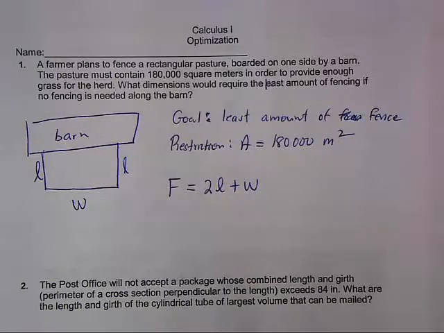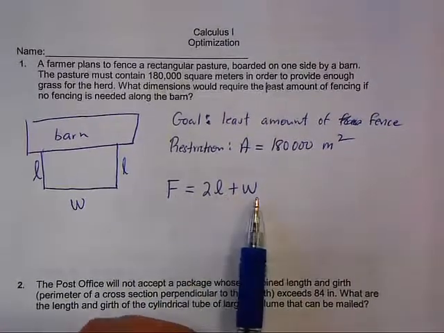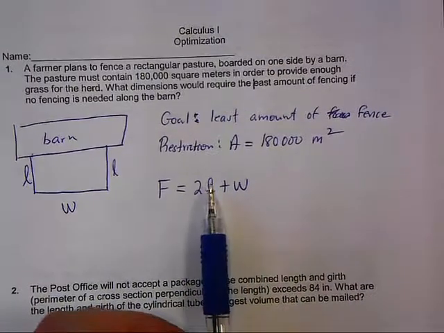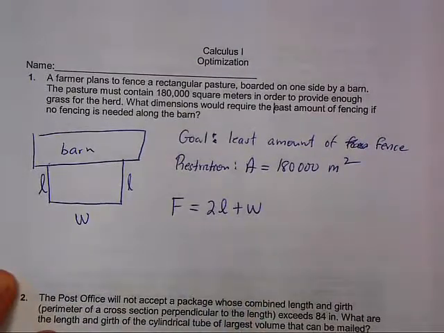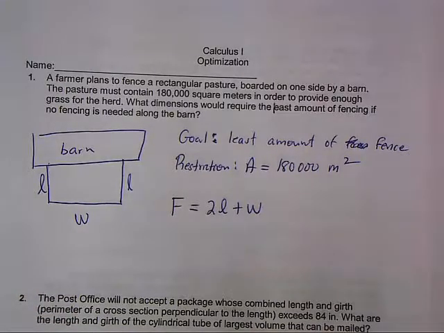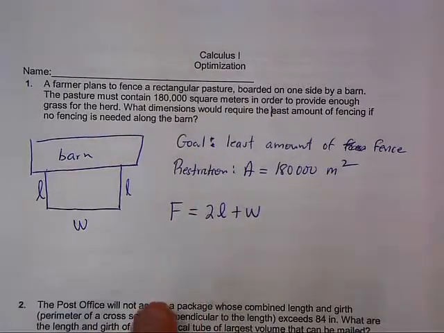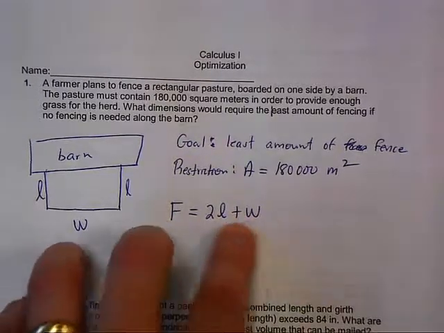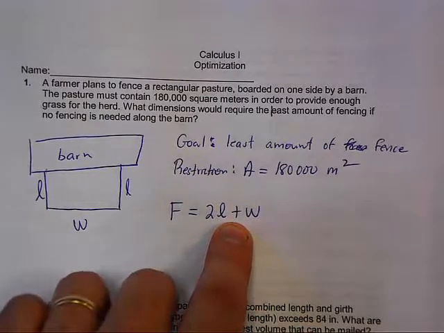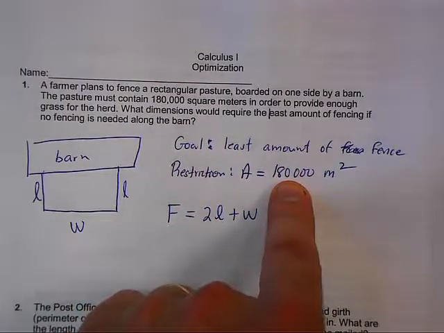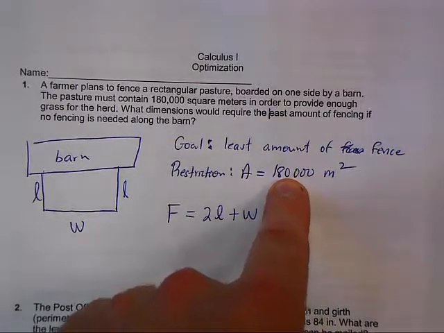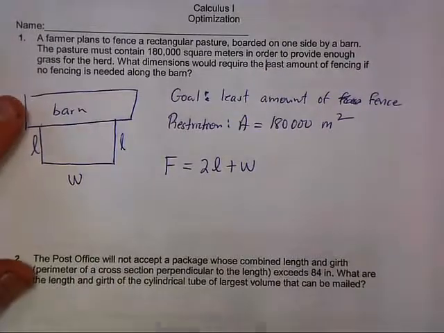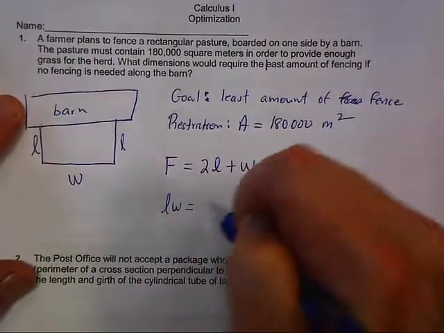All right, so we have a formula for fence, but it's not a formula we can use. What's wrong with this formula? How come I can't use this formula? It's got 2 variables. When we do derivatives, how many variables can we have? 1. So this is typically what's going to happen in these problems. You're going to have a formula which contains 2 variables. What you then need to do is use your restriction to get another formula, and then you do a substitution. So what's the formula for our restriction? L times W equals 180,000, and then you divide by your L.